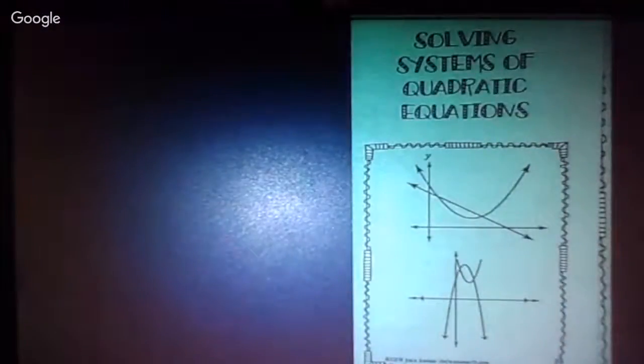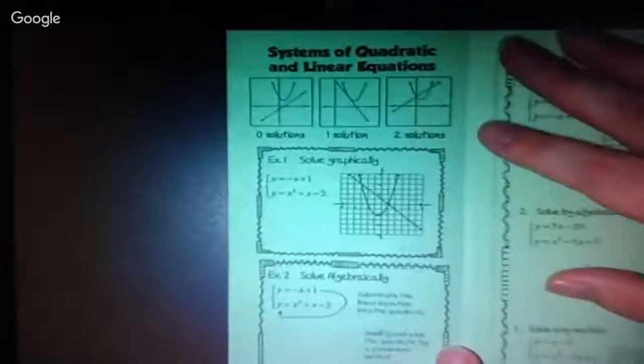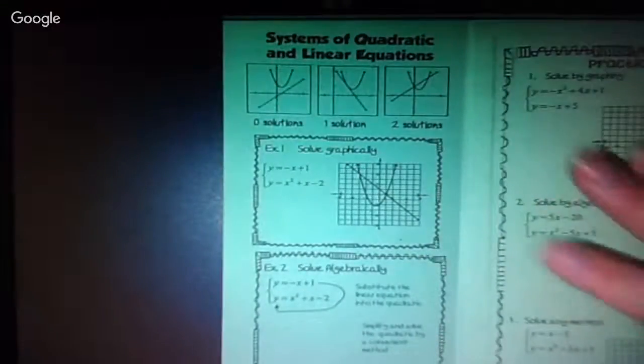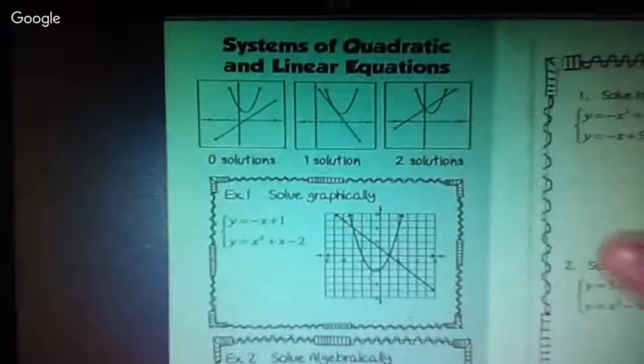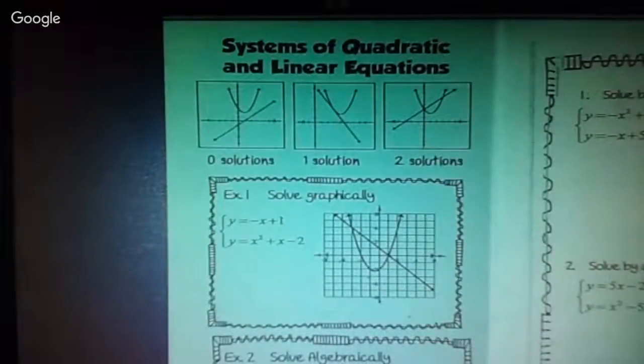All right. So we're going to look at solving systems of quadratic equations today. Systems of quadratics. If you open it up, on this left-hand side, I've got systems of quadratics and linear. That means I have a parabola and a line.